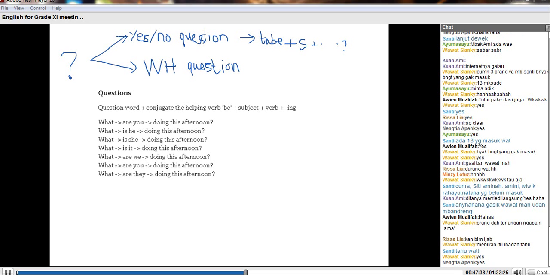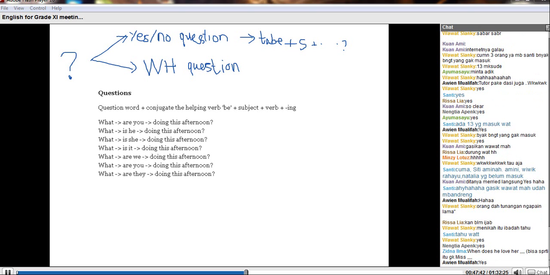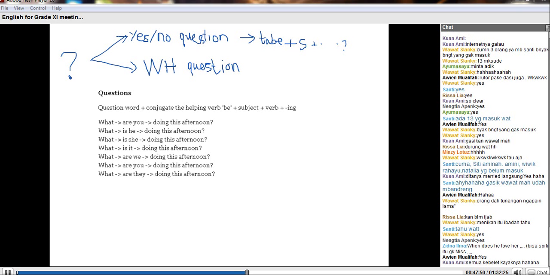Wah, kayaknya kalau kita bahas bahasa Inggris dengan topik merit tuh kayaknya rame ya. I just ask you one question. Are you married? Are you going to married? Langsung rame.